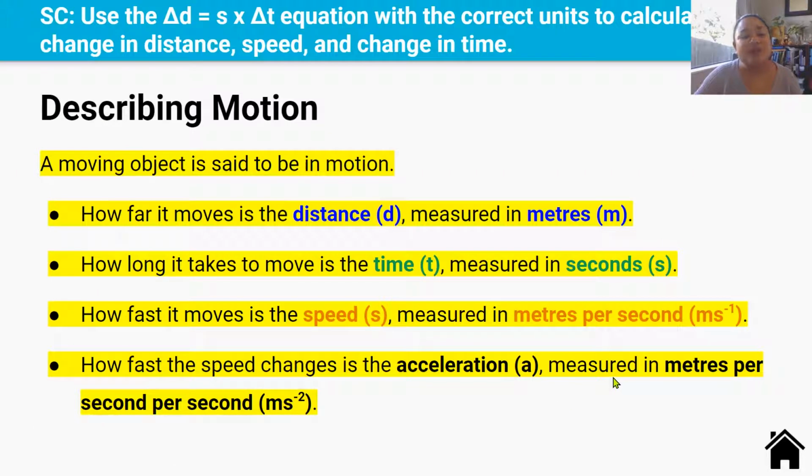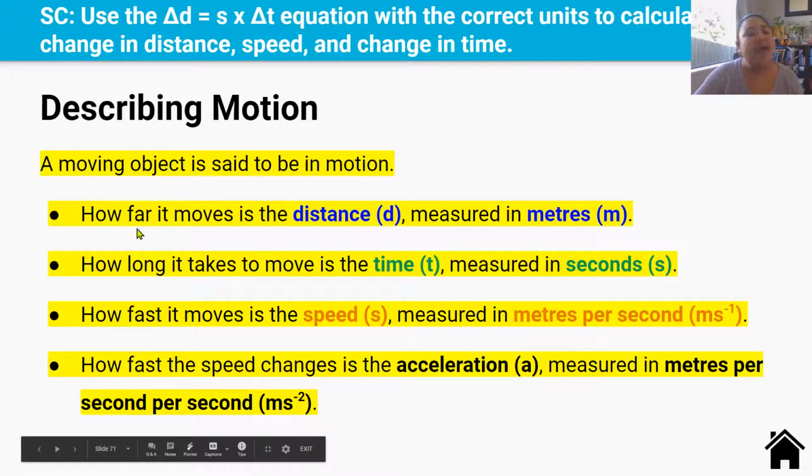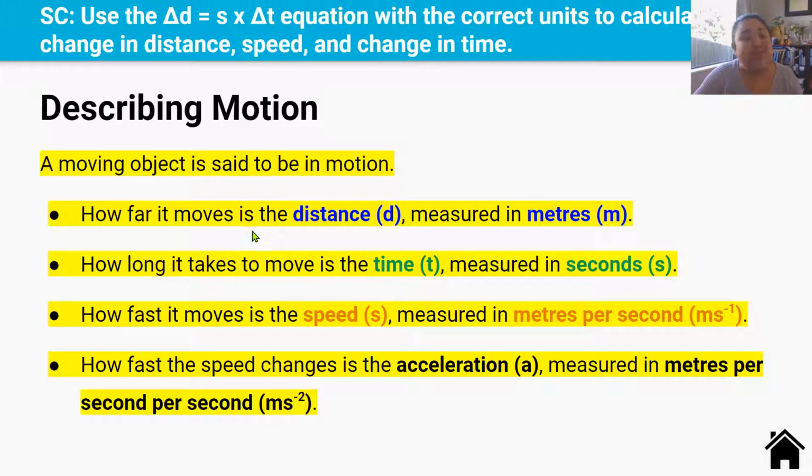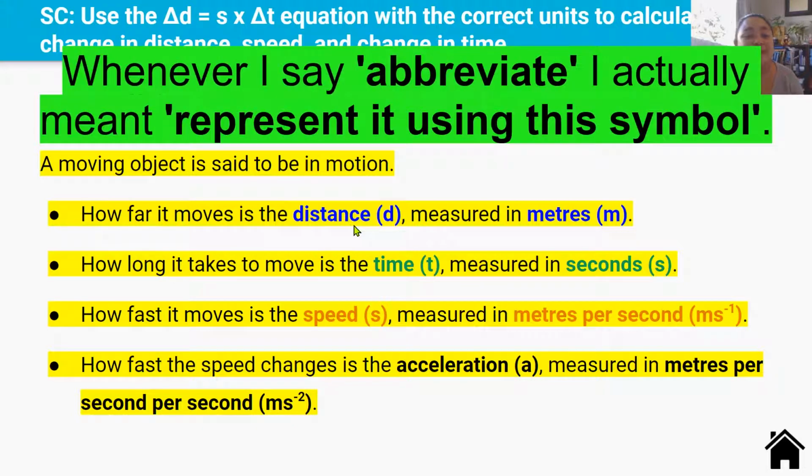So when we're describing an object's motion, we tend to use these measures: distance, time, speed, and acceleration. How far an object moves is the distance, and we abbreviate distance with the small d. And it's measured in meters, and we abbreviate meters with the small m. How long an object takes to move is the time, and time is abbreviated with a small t. And time is measured in seconds, the small s.